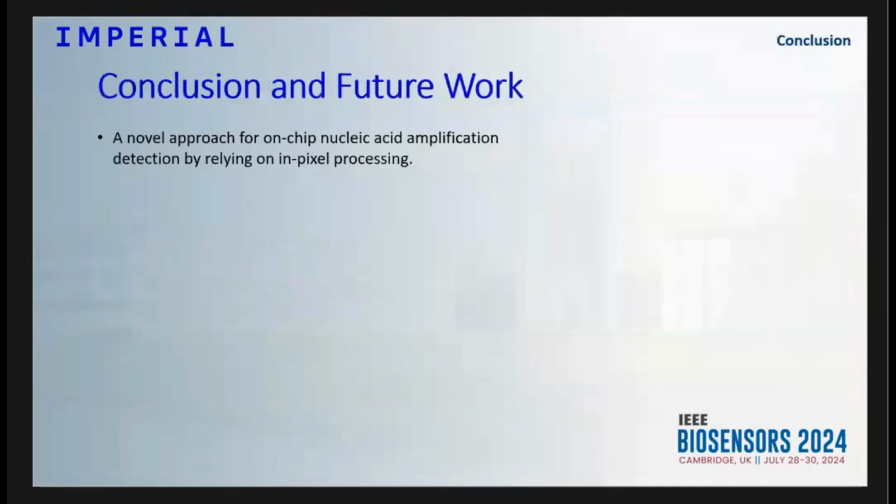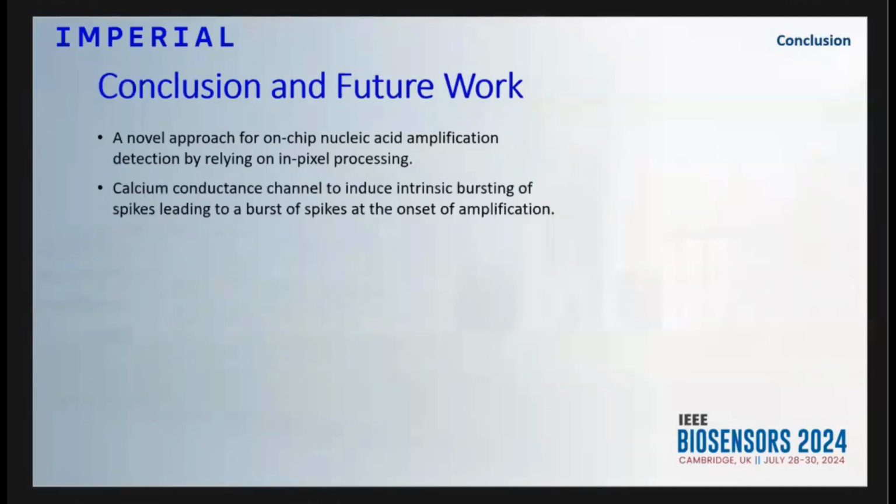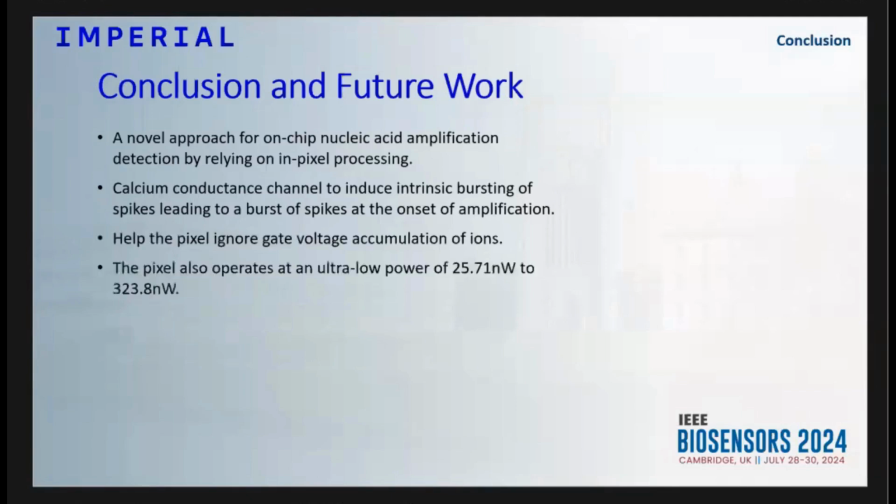So in conclusion, we have a novel approach for on-chip nucleic acid amplification detection by relying on in-pixel processing. We've used the calcium conductance channel to induce the intrinsic bursting, which can help us detect a burst spike due to the onset of amplification. Finally, we can help the pixel ignore that gate voltage accumulation problem that it always sees, and it operates at an ultra low power.